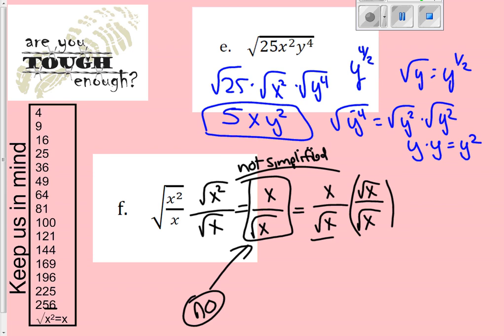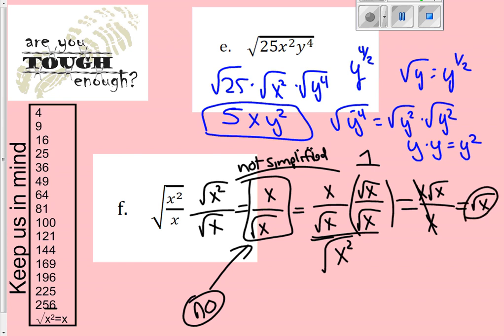Technically, this is 1. Same thing on top, same thing on bottom. That's going to be 1. But what ends up happening is this. Square root of x times square root of x basically is just x. This becomes x over square root of x when I multiply it together. So if I multiply this, this ends up being square root of x squared, which gives me just x. And then that cancels out, and I'm left with just square root of x.